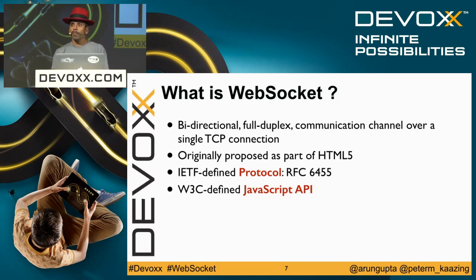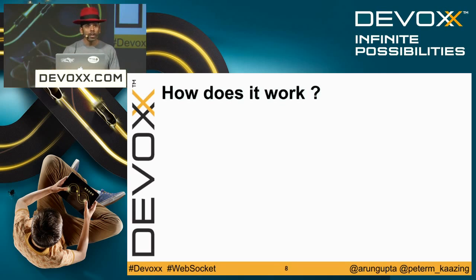And then the second part of WebSocket people generally talk about is a JavaScript API, which is again W3C defined. This is a JavaScript API that you're going to use in your web applications or in your browsers if you want to call a WebSocket. And we'll take a look at both of those in detail. So how does it work?